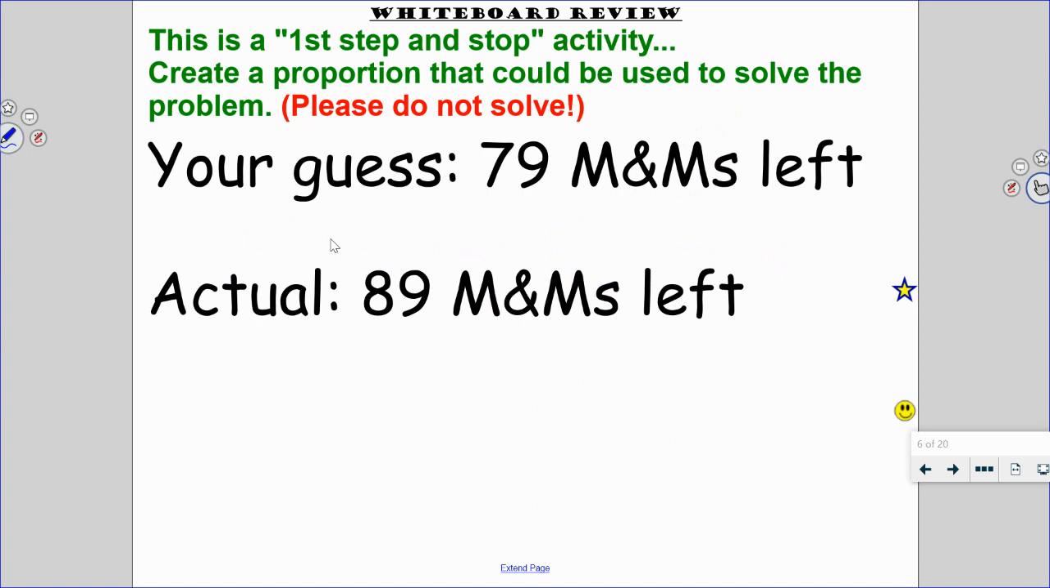All right, onward we go. Let's do it again. I want you to say, let's say your guess is 79 M&Ms are left in the bag. Meanwhile, the actual number is 89 M&Ms. You can see where we're going here. What is the percent of error that's your guess? All right, pause. Come on back when you're ready.